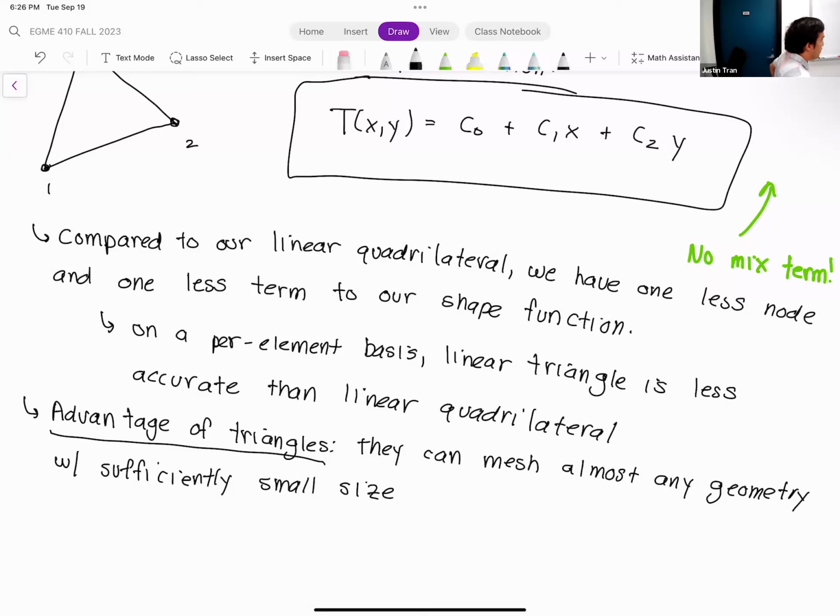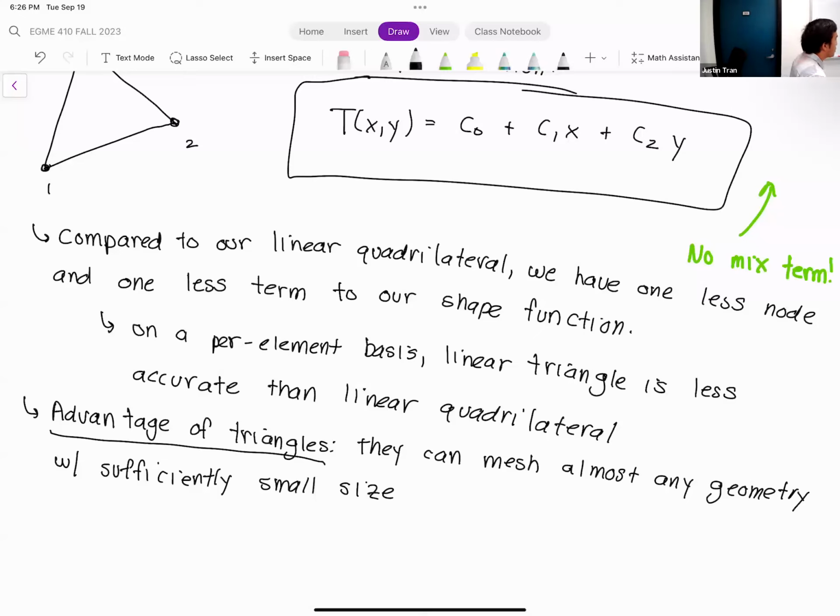So I added that little tagline there because I just remembered that in the past, people will take a very complicated geometry and try to mesh it with triangles or tetrahedrons, but they'll give it a massive size. And so of course ANSYS is going to fail in those cases because you have to make the element small enough. As long as you have a sufficiently small size, then triangles and tetrahedrons are usually very reliable in terms of getting your geometry meshed. Okay.